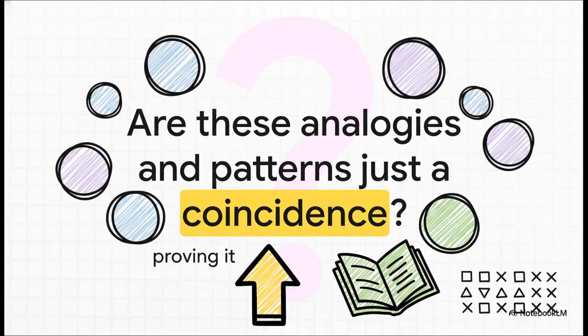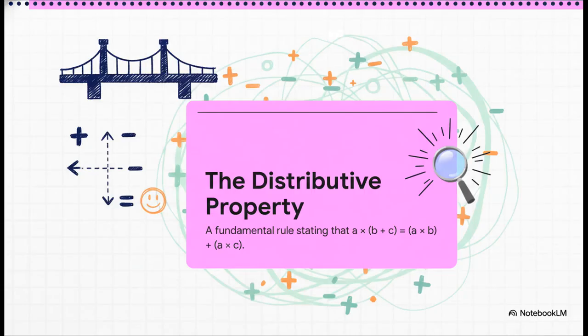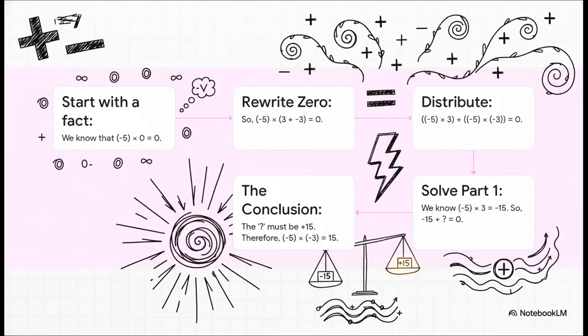And for that, we only need one fundamental rule that we can all agree on. And that rule is the distributive property. It's a cornerstone of algebra. All it says is that A times the quantity B plus C is the exact same thing as A times B plus A times C. And all we're going to do is say, okay, this rule works for positive numbers, so it has to work when negatives are involved too. All right, stick with me here. We're going to walk through this chain of logic, step by step.